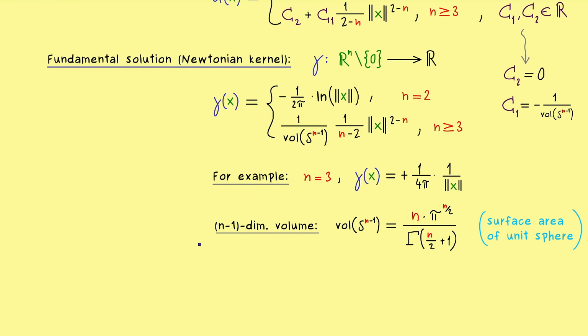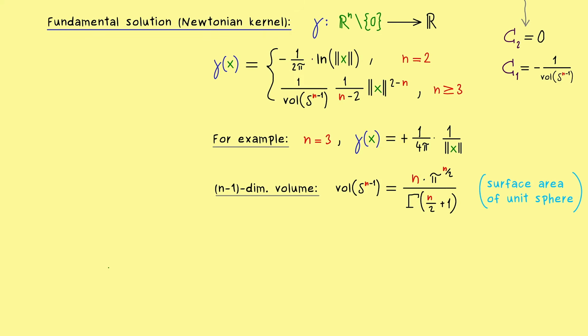However, we didn't discuss at all why we actually call it fundamental, but this is something we will do in the next videos. Here I first want to focus on some simple properties this function gamma has. For example, it's not defined at 0 at all, and it actually has a singularity there.